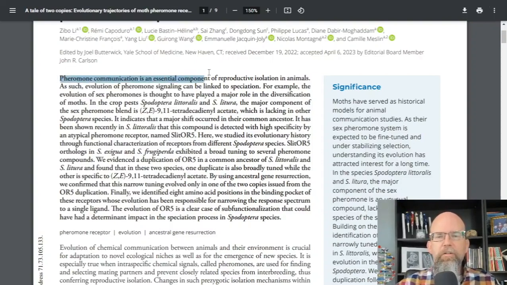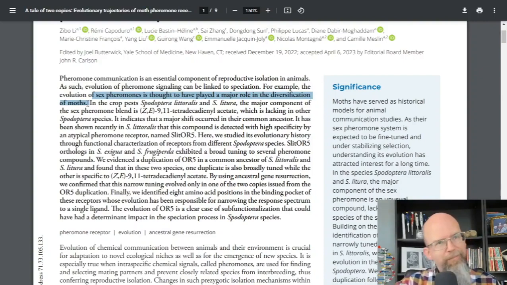Pheromone communication is an essential component of reproductive isolation in animals. I just explained that, right? Different pheromones in different species allow different species to remain isolated from each other and not mix their DNA through hybridization because they are leading themselves to the right mates. As such, evolution of pheromone signaling can be linked to speciation. For example, the evolution of sex pheromones is thought to have played a major role in the diversification of moths. As the sex pheromone itself slightly changes over time in different locations and different populations, those populations become more isolated from one another and it becomes more difficult for them to interact with each other. By interact, I mean genetically interact, all right, reproduce with one another.